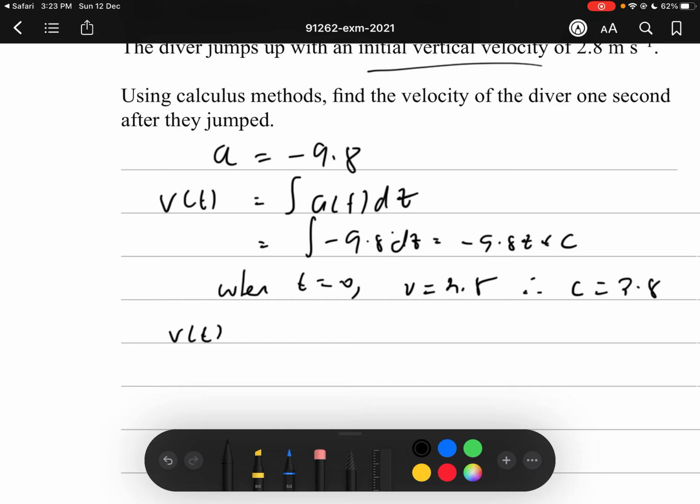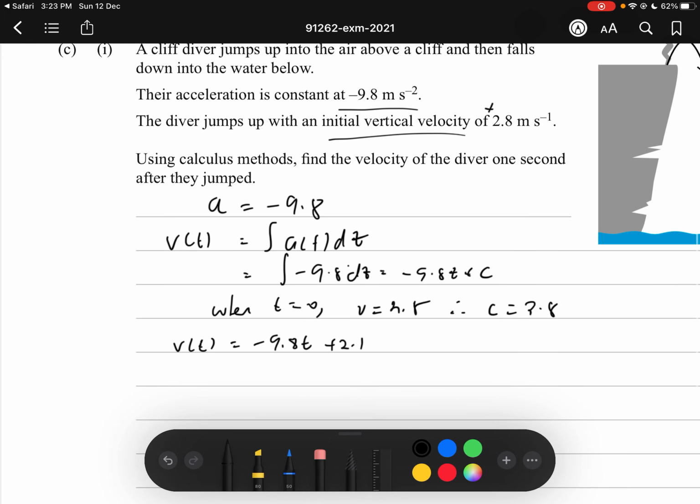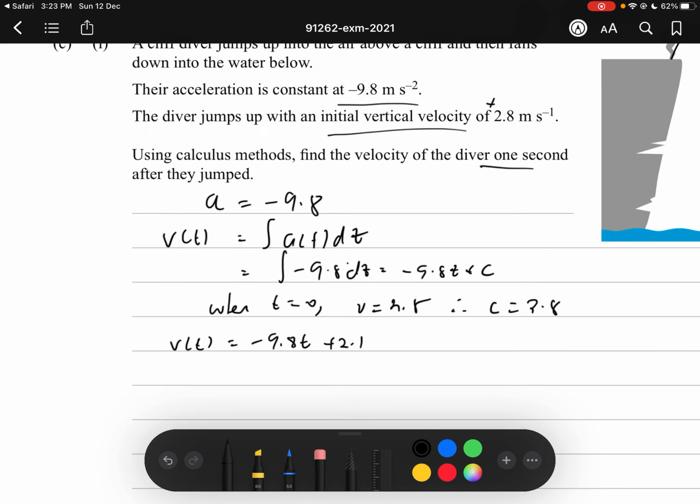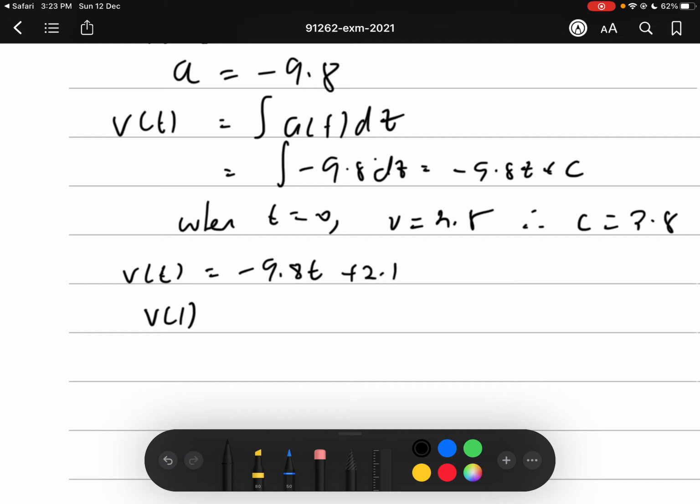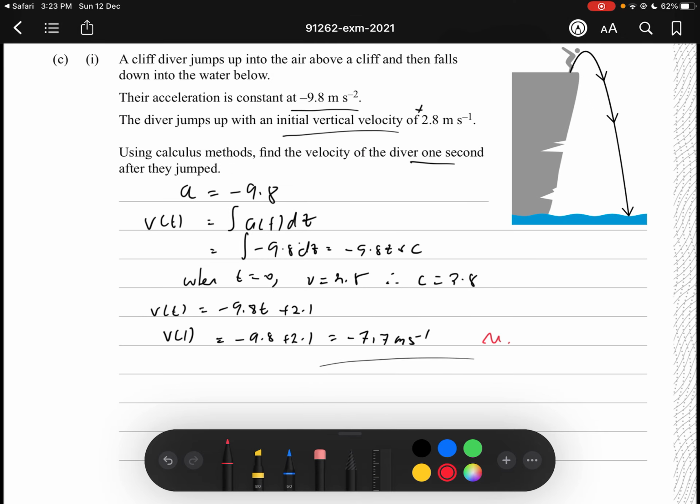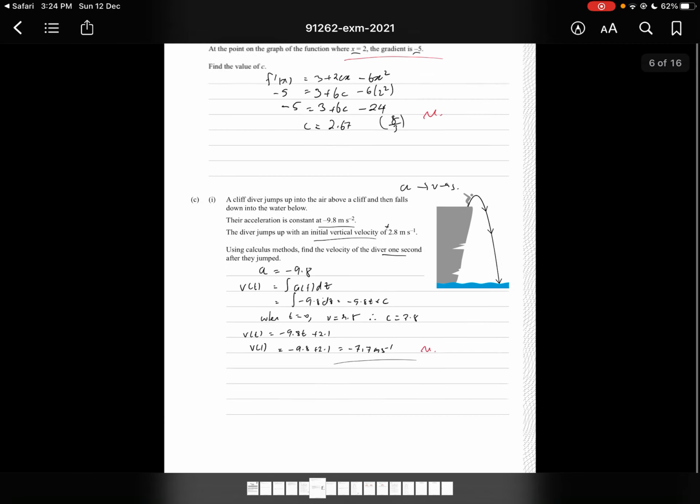So v of t is equal to -9.8t plus 2.8. So we just need to plug in t equals 1 to find the velocity 1 second after they jump. So v of 1 is equal to -9.8 plus 2.8. And that's going to give us an answer of -7 meters per second. And that should be another just straightforward achieved level question.